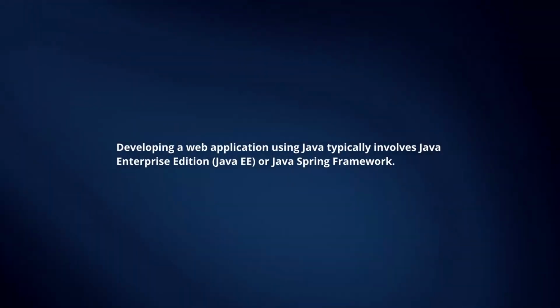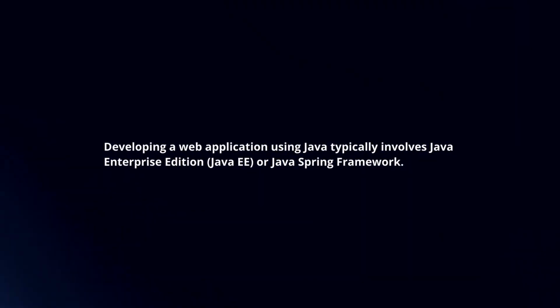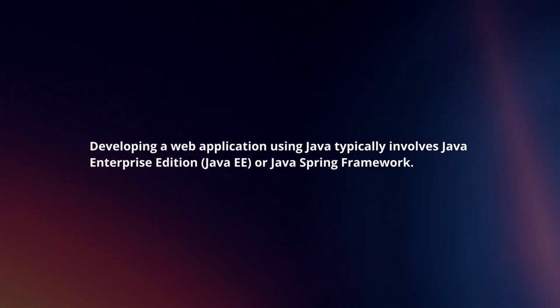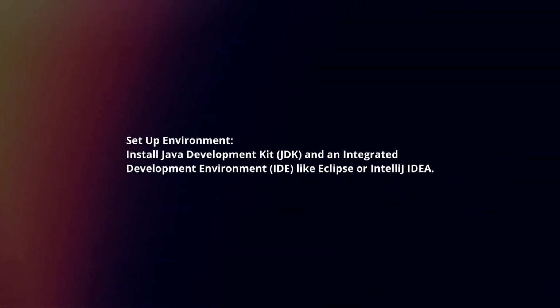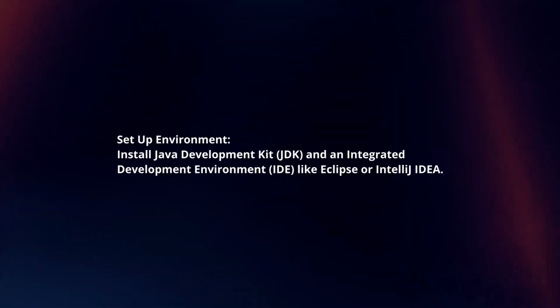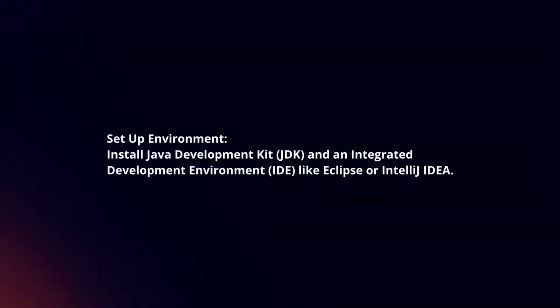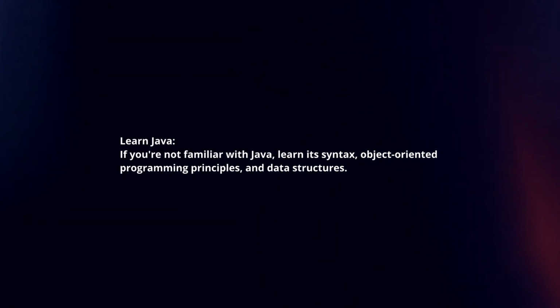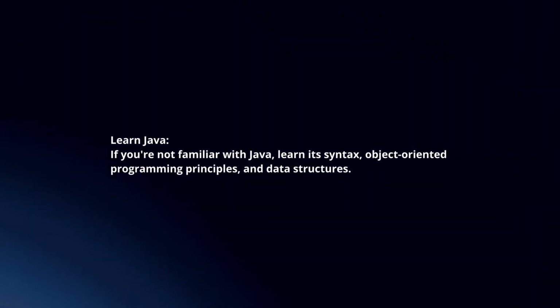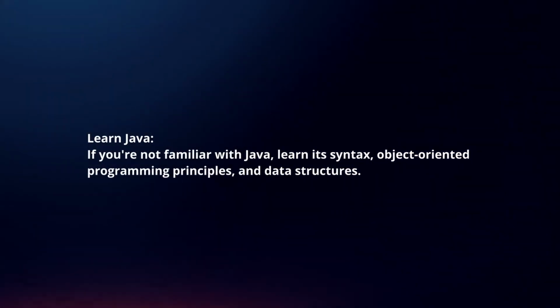Developing a web application using Java typically involves Java Enterprise Edition or the Java Spring Framework. Here's a concise guide. Setup environment. Install Java Development Kit and an integrated development environment like Eclipse or IntelliJ IDEA. Learn Java. If you're not familiar with Java, learn its syntax, object-oriented programming principles, and data structures.